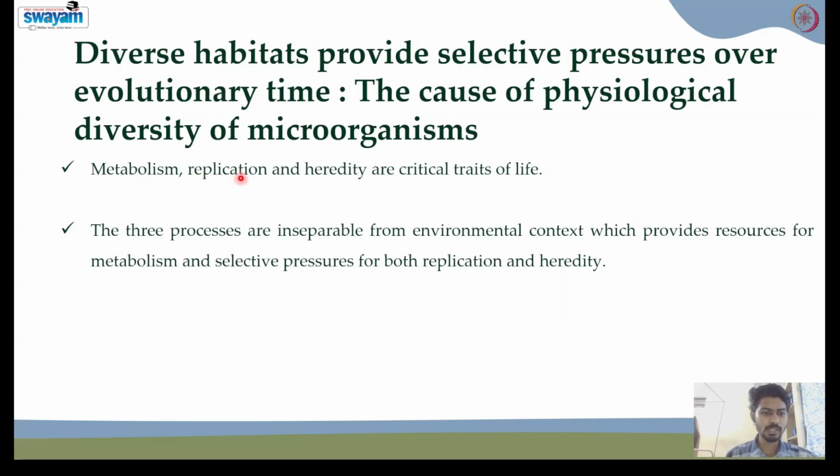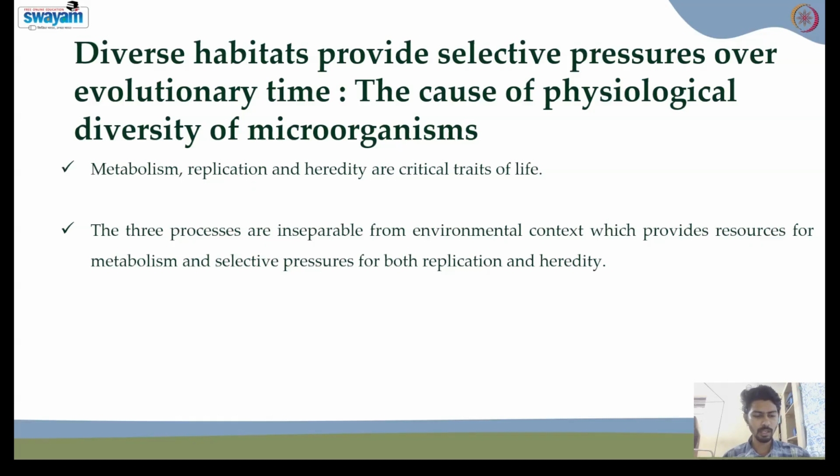The second concept is replication. What do you mean by replication? It is nothing but the ability to make copies of themselves, as we see in DNA replication, right? The DNA is replicating in an exponential manner. So this is what we call replication, the ability to make copies of themselves.